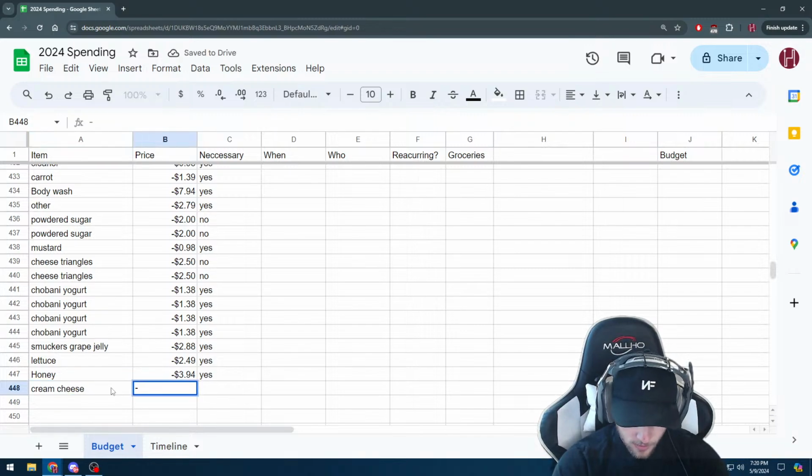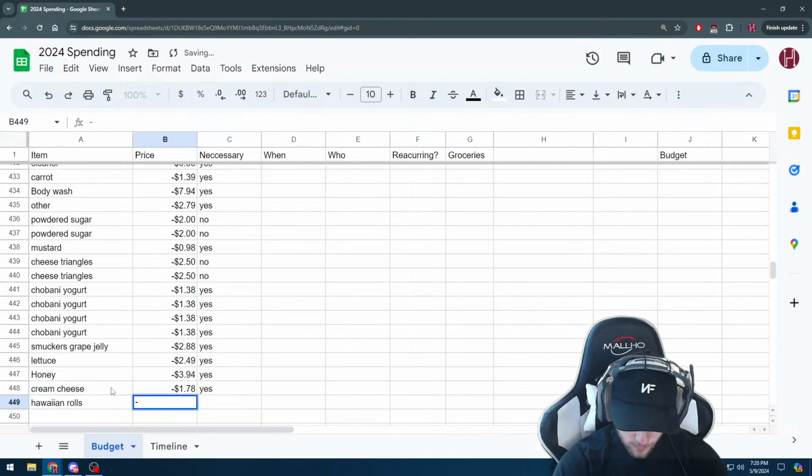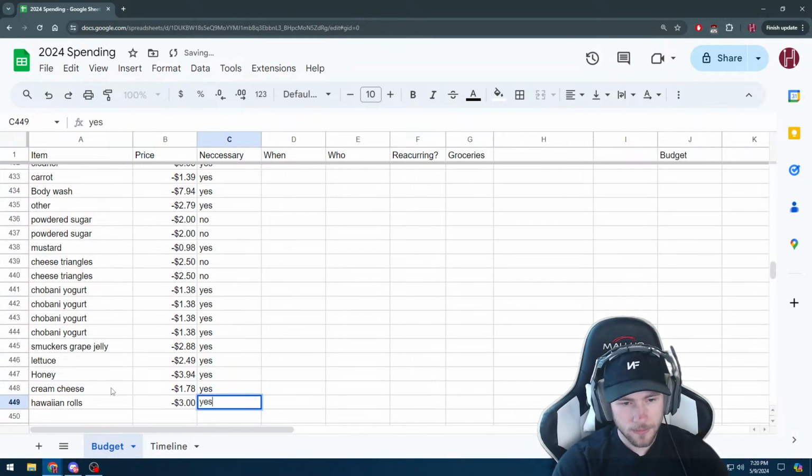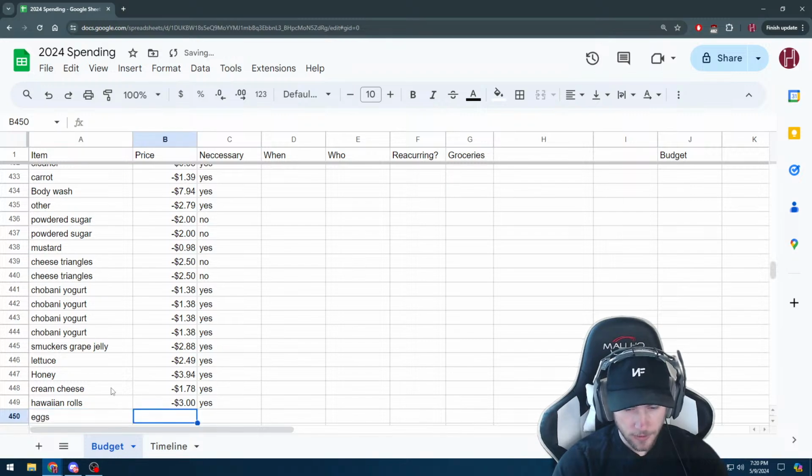More cream cheese for bagels, perhaps. 178. Some Oreos, believed to go with our ham. I think that was to prep for Easter. I can only imagine. Eggs, definitely for Easter. 278.